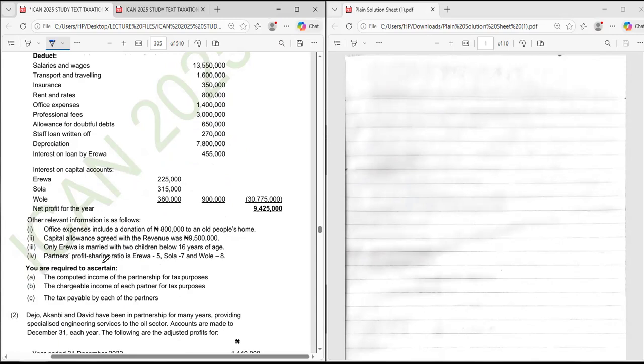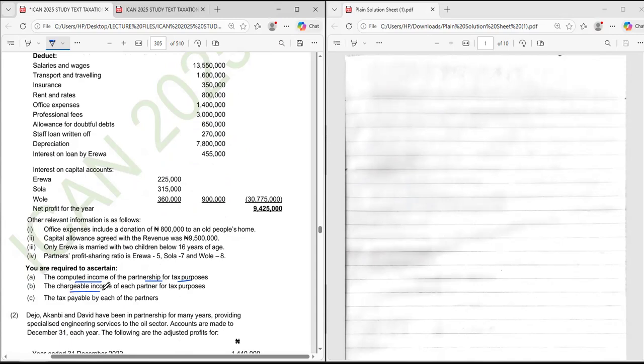We said that you have 3 requirements, which is a standard ICAN question. He said, A, to ascertain the computed income of the partnership for tax purpose. It means calculate the income of the partnership, of the business, for the purpose of tax. You are not calculating tax, so just the income.